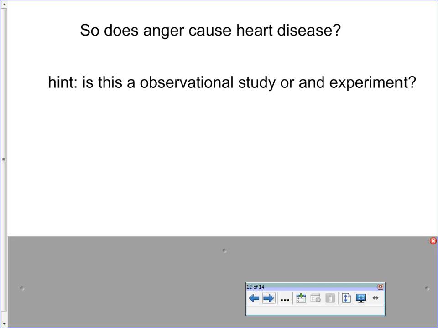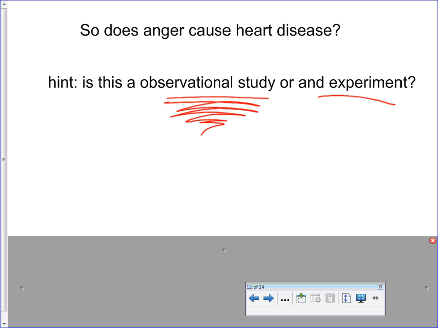So does anger cause heart disease? Well, the question is: was this a study or an experiment? Remember, we didn't assign treatment. We made a single sample and then divided the people up after the sample. So this was an observational study, and an observational study does not show causality. This is why in the news you always hear there's a linkage between blank and blank. It doesn't mean one causes the other. It just means they're associated in some way.